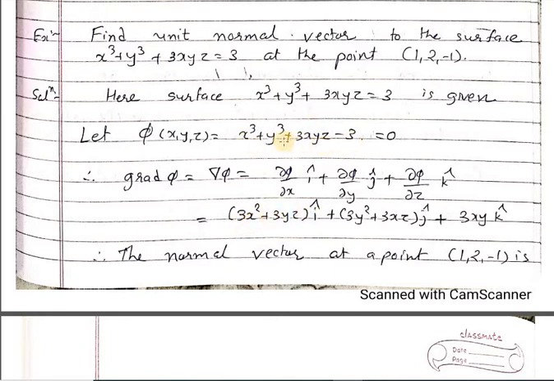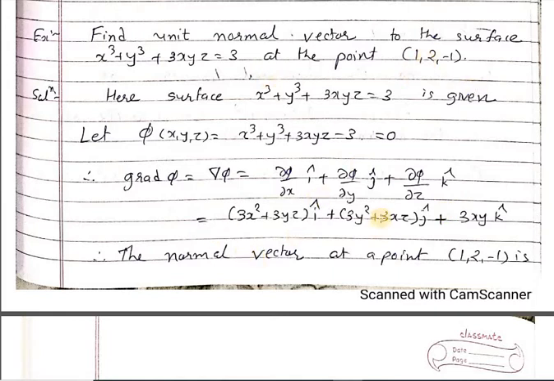Derivative with respect to x, so y is treated as a constant. In the same manner, derivative with respect to y: x cube has a derivative 0, y cube has 3y square, and 3xyz has a derivative 3xz. And the derivative with respect to z: x cube has a derivative 0, y cube has a derivative 0, and 3xyz has a derivative 3xy. So this is your gradient, and we have to find the normal vector at the point 1, 2, minus 1.